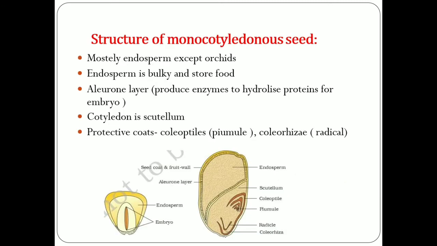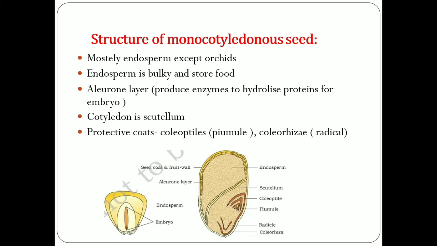5.7.2 Structure of monocotyledonous seed. Generally, monocotyledonous seeds are endospermic, but some, as in orchids, are non-endospermic. In the seeds of cereals such as maize, the seed coat is membranous and generally fused with the fruit wall. The endosperm is bulky and stores food. The outer covering of endosperm separates the embryo by a proteinous layer called the aleurone layer.